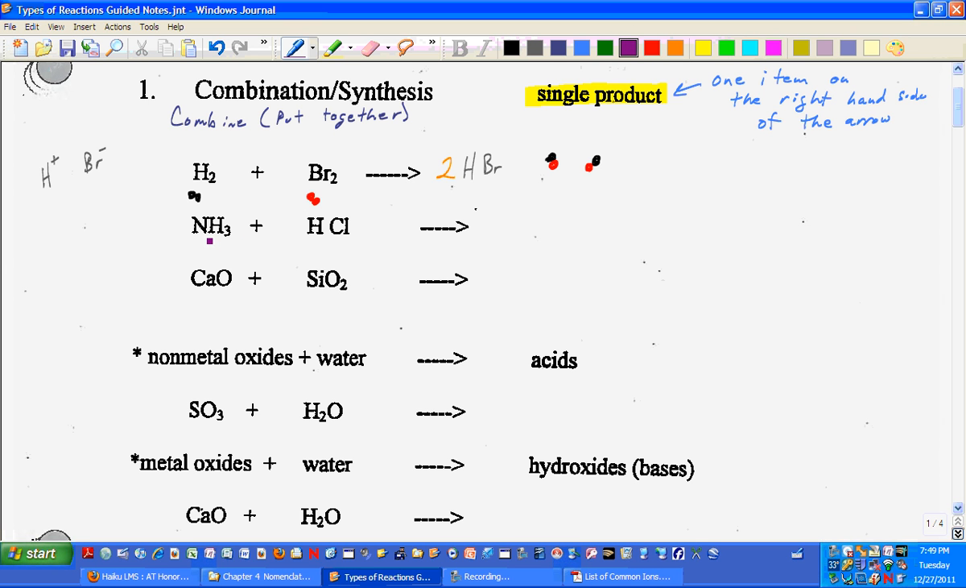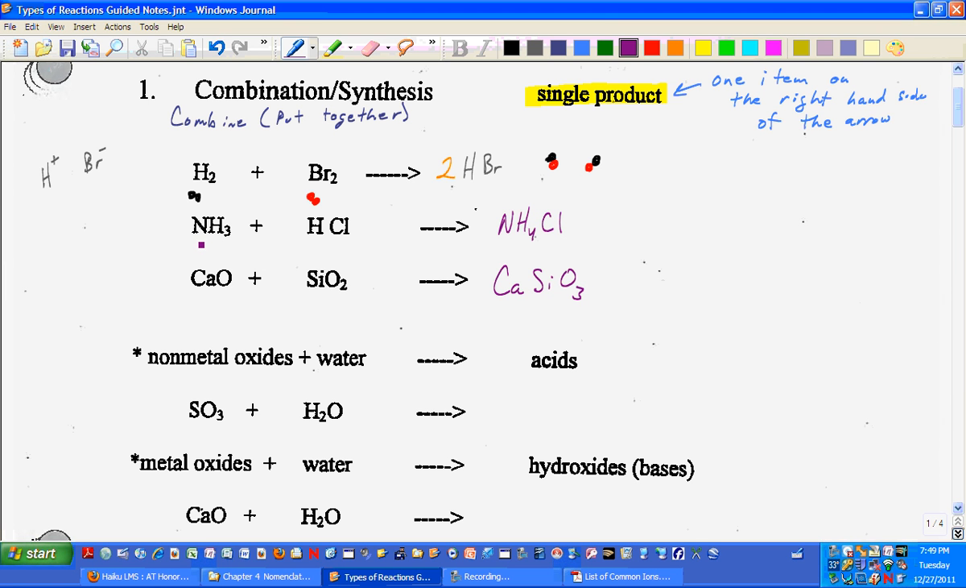With something like this, we've got ammonia and hydrochloric acid. So what happens is this comes together to form ammonium chloride. With more experience, you'll get to be able to put these together also. Again, another trickier one, calcium oxide reacting with silicon dioxide, we wind up with something called calcium silicate, SiO3.